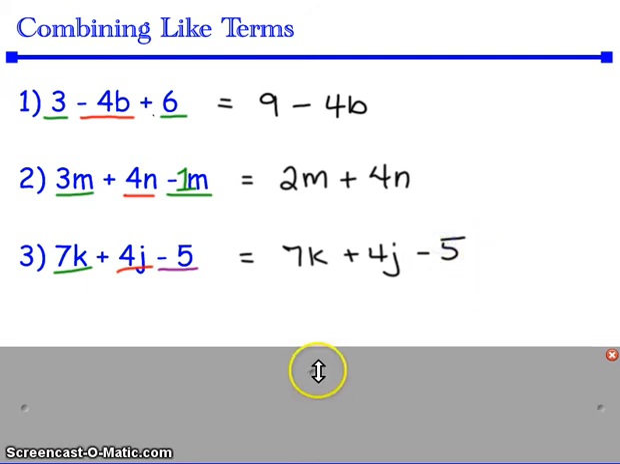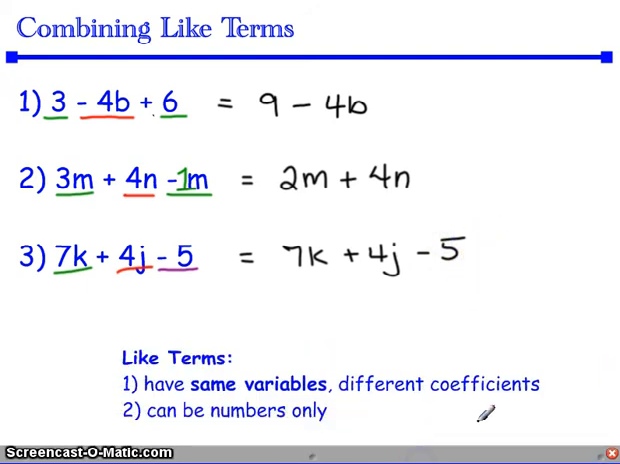So 2 other takeaway points about what like terms are. Like terms are terms that have the same variables, but different coefficients. So an example would be 3m and -m. Or like terms can be just numbers only. That's what we see with the 3 and the 6, which we added together to get 9. And you also know that when you have like terms, you can combine them by adding their coefficients.